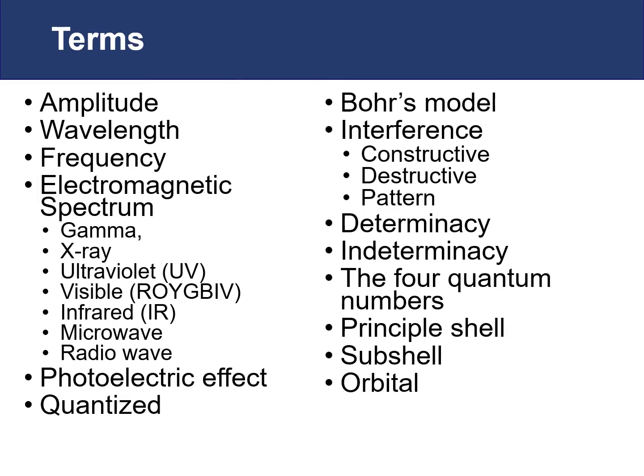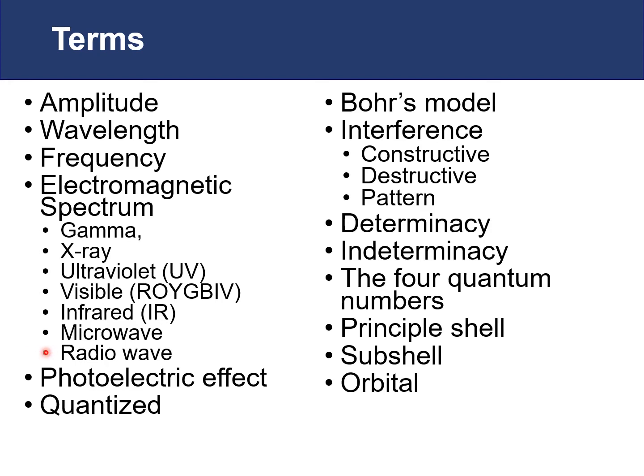There are a number of terms that are associated with this chapter, including amplitude, wavelength, frequency, the electromagnetic spectrum, which includes the regions of gamma, X-ray, ultraviolet, also called UV, visible, infrared or IR, microwaves, and radio waves.